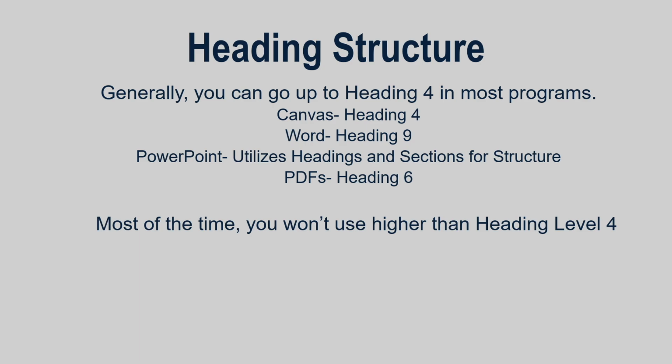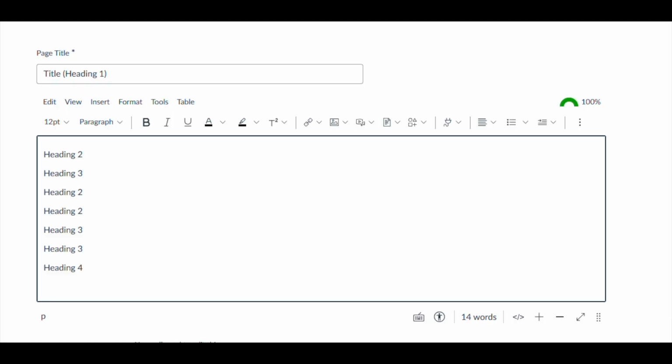Something to keep in mind with heading structure is that generally you can go up to heading 4 in most programs. For example, on Canvas pages, you can go up to a heading 4. On Microsoft Word documents, you can go up to a heading 9. PowerPoint utilizes headings and sections for structure. And PDFs, you can go up to a heading 6. Most of the time, though, you won't use higher than a heading level 4, and in general, most documents only need up to a heading level 3.